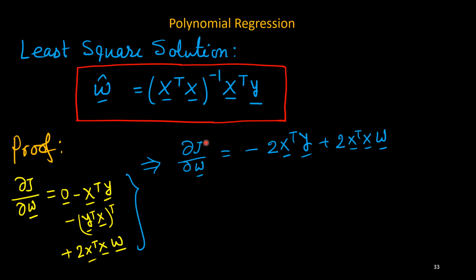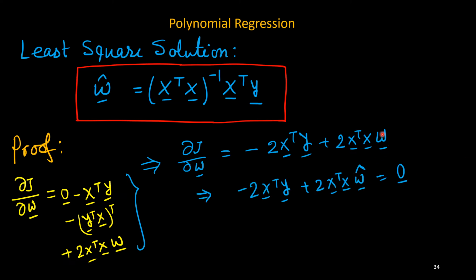Now del J del w, we can simplify these things. If I consider these, you will get x transpose and (y transpose) transpose, which gives you again y. So again x transpose y, and this is also x transpose y. If I combine these two, I'll get minus 2 times x transpose y, and this is plus 2 times x transpose x w. For the optimal solution, if I consider w hat, at that value it should give a null vector, so that we can use it.